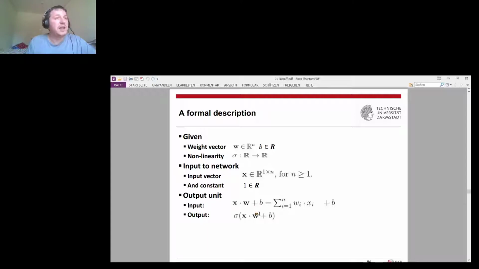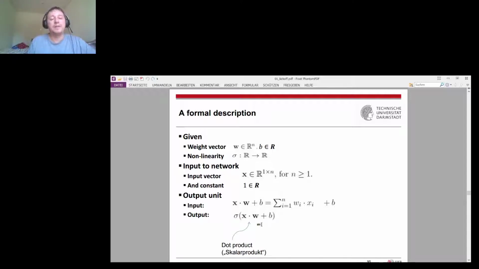Our output unit has an activation, and this activation, as I said, is given by a pre-activation, and this pre-activation is a linear term. It's x times w plus b. In components, it's w_i times x_i summed up and b added. And then on top of that linear term, we get a nonlinearity. So we have a linear term and a nonlinearity, which overall makes our network a mathematical function that is nonlinear.